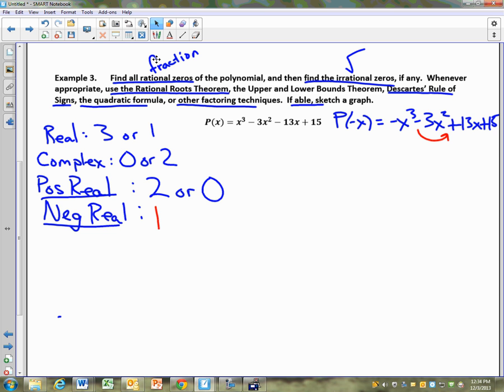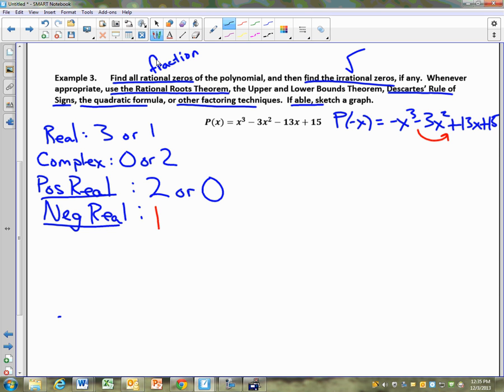Well, not necessarily. We for sure have 1 negative. If we have 1 negative, we could have 2 positive, and that would make 3. Or you could have 1 negative and 0 positive. That would mean you have 2 complex. So we'll see how the situation works itself out.